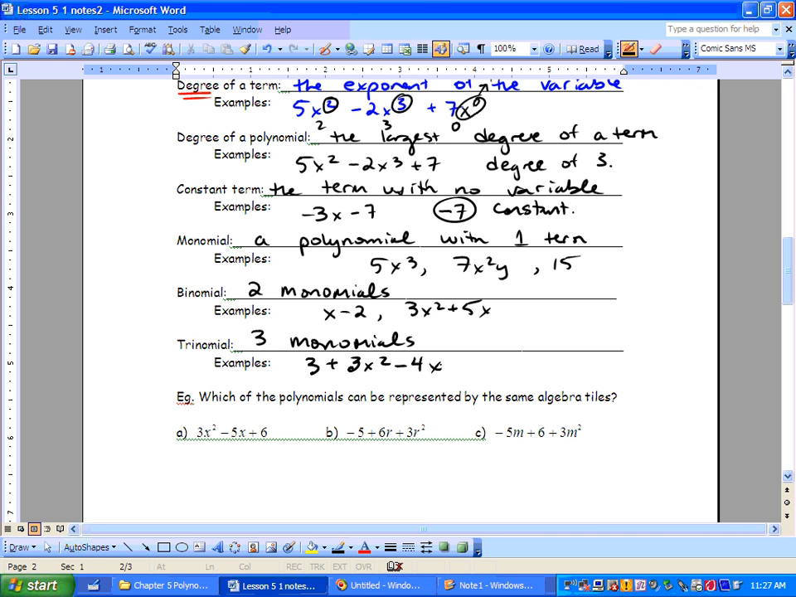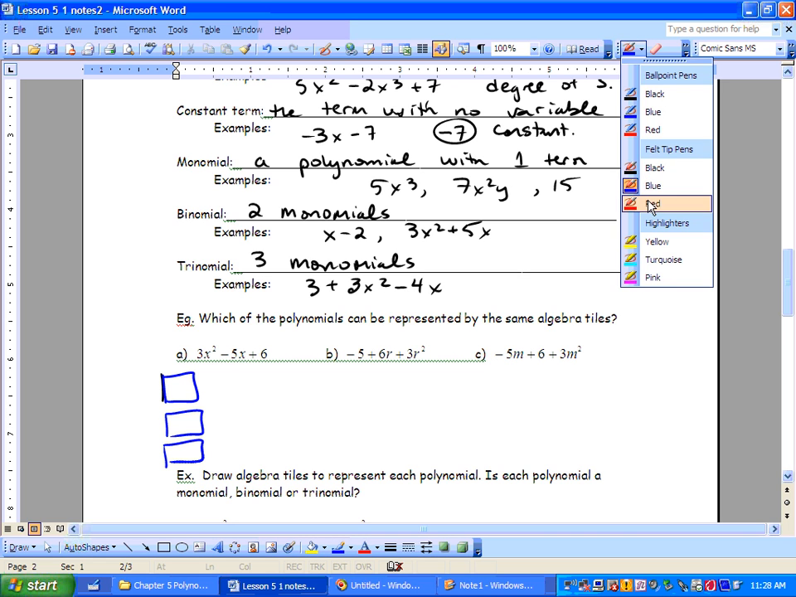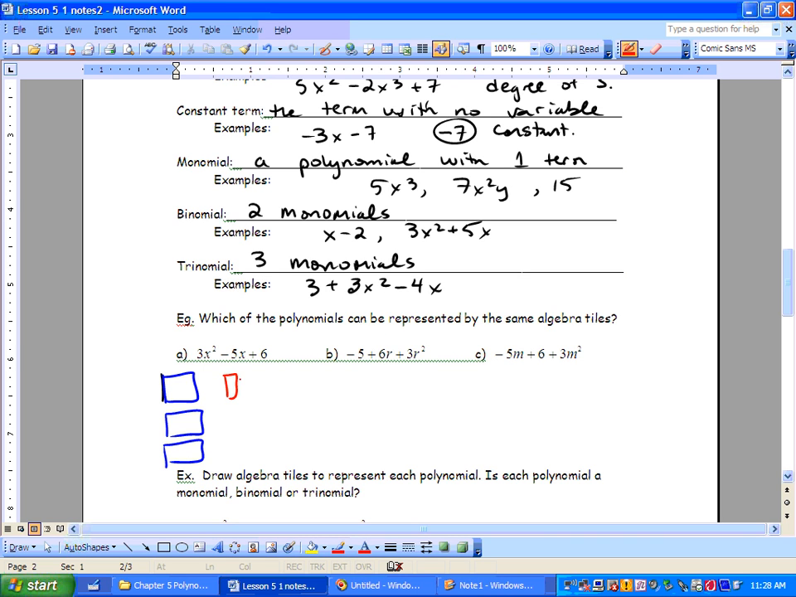All right, now, which of the polynomials can be represented by algebra tiles? Well, guess what? Let's see. So let's write these as algebra tiles. We've got 3x squared and minus, so we're going to put those in red, minus 5x. 1, 2, 3, 4, 5. And then we've got 6 little ones. 1, 2, 3, 4, 5, 6.